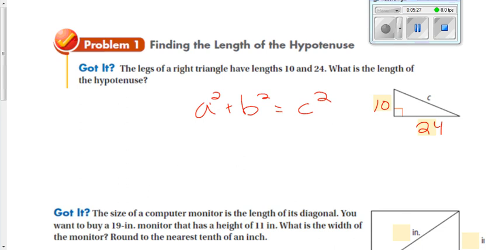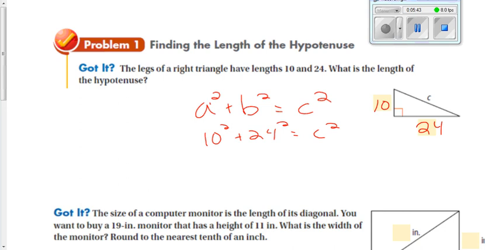Sorry. So A is 10, B is 24. It doesn't matter which number you use for which leg, meaning you could have done 24 squared plus 10 squared equals C squared. Those two are interchangeable. What does matter, though, is which one you're calling your hypotenuse.